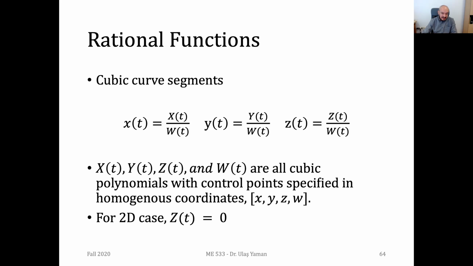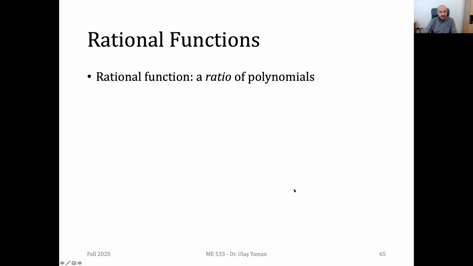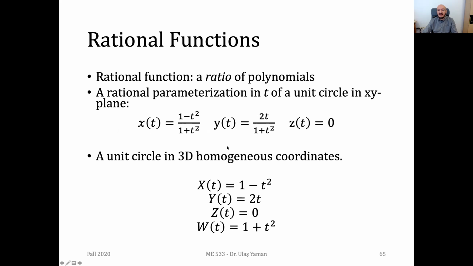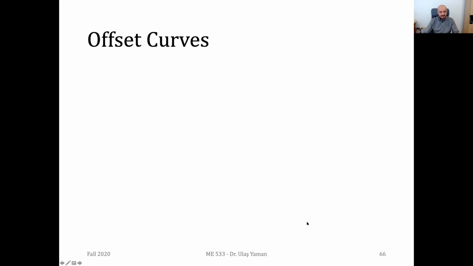For the 2D cases, if you are working on the plane, then you're not going to have z of t. You will only have x, y, and w. So let's have a look at a unit circle on an xy plane. We said that we shouldn't have z of t, but if you have these coordinate functions defined like this, then you will obtain a unit circle on the plane. And this is again represented with the help of rational functions. There's another circle in 3D homogeneous coordinates.